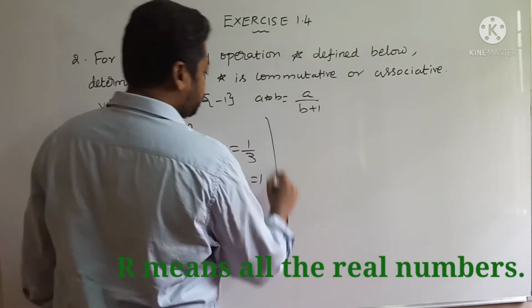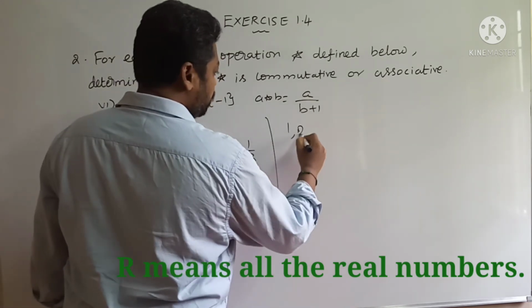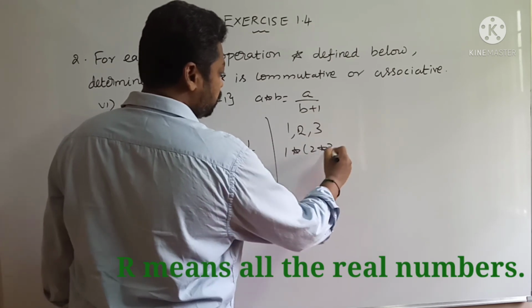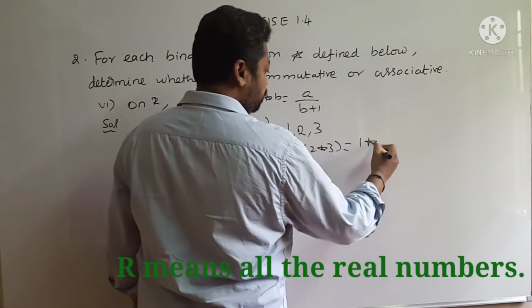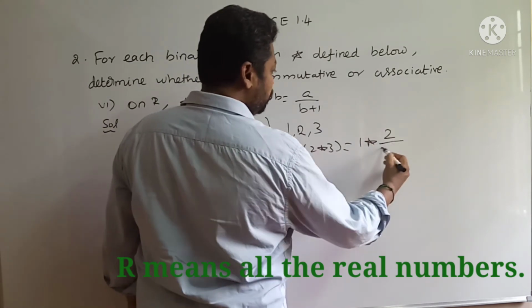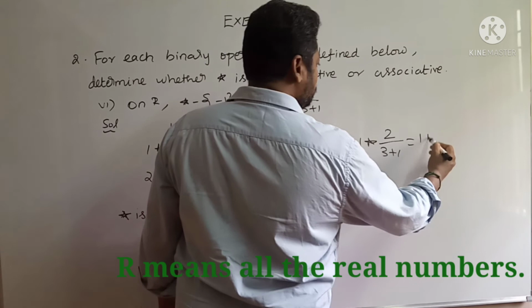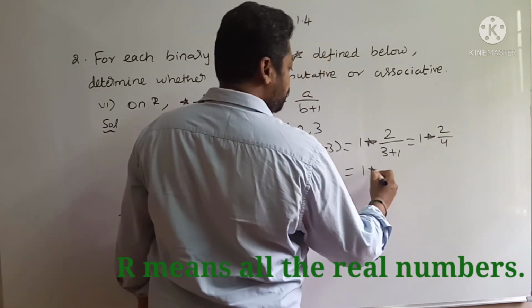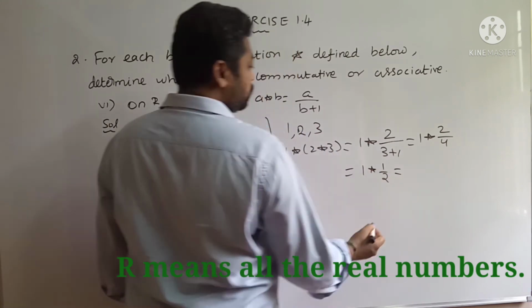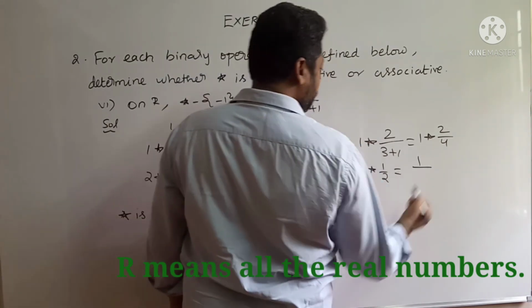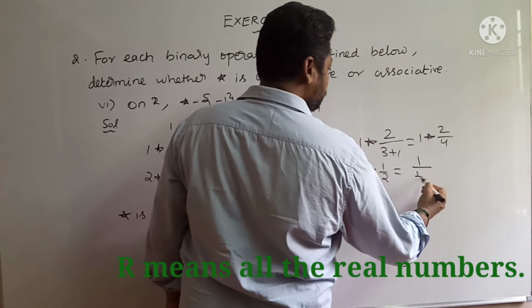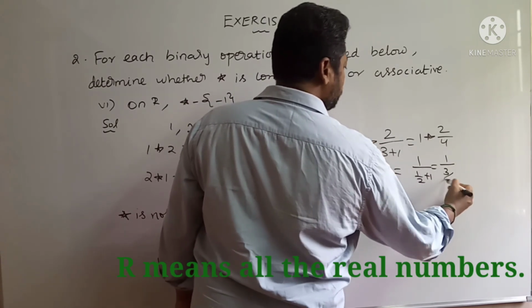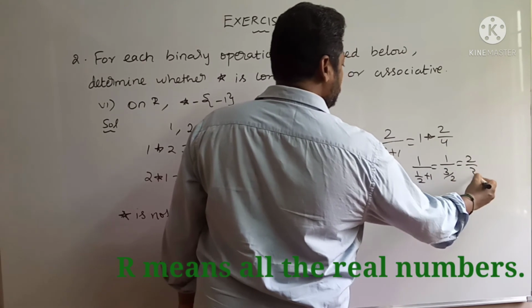Checking for the associative, we will take 1 comma 2 comma 3. So 1 star (2 star 3) is equal to 1 star, and 2 star 3 is 2 divided by 3 plus 1. So 1 star 2 by 4, that is equal to 1 star 1 by 2. So that is equal to first value divided by half plus 1, that is 1 by 3 by 2, that is equal to 2 by 3.